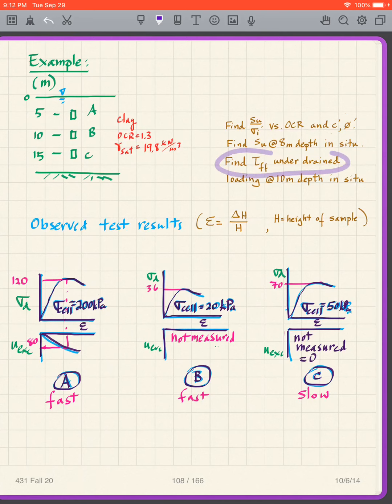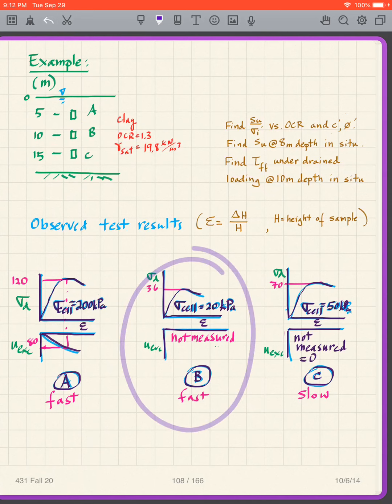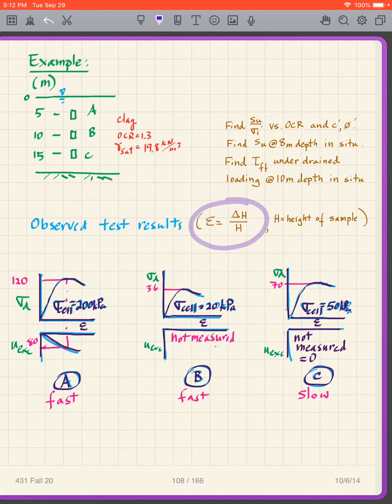And we want to get tau FF under drained loading at 10 meters depth in situ. Now, at 10 meters depth, we do have a sample, but we didn't run a drained test, we ran an undrained test. So, again, we have to figure it out. What is the strength at 10 meters? And the way we define epsilon is delta H over H. Basically, H is the original height of the sample.